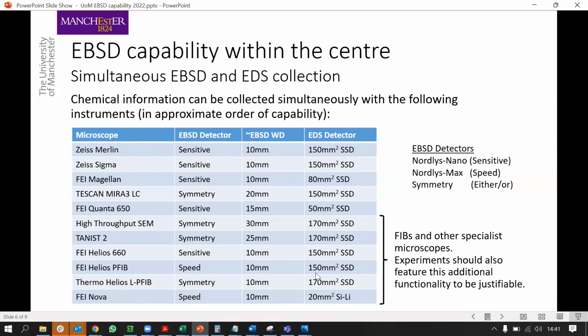And at the bottom of this list, we have the systems that are better suited to other things. They were bought as FIBs for serial sectioning. So if you're wanting to do simultaneous EBSD and EDS, you'll have to justify these. And down here, we've got the detectors that they're paired with. So sensitive is the Nautilus Nanos, and the speeds would be the maxes for the large area.